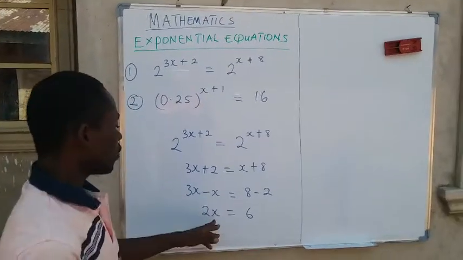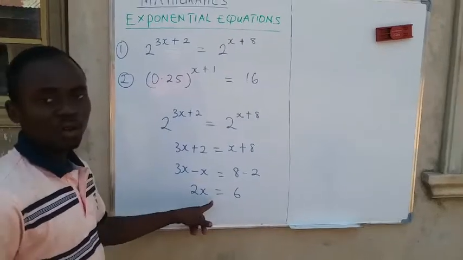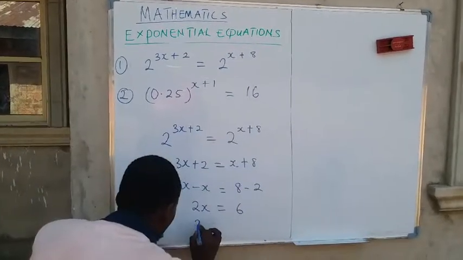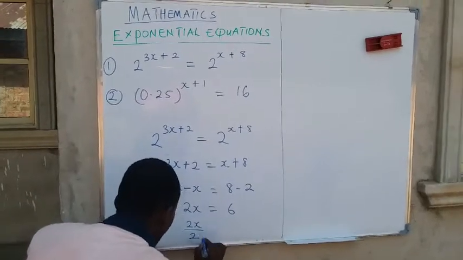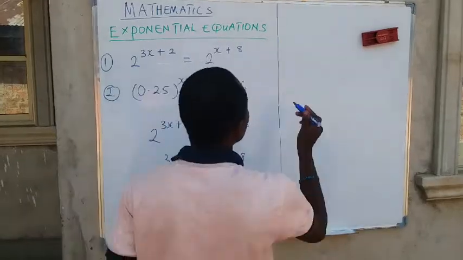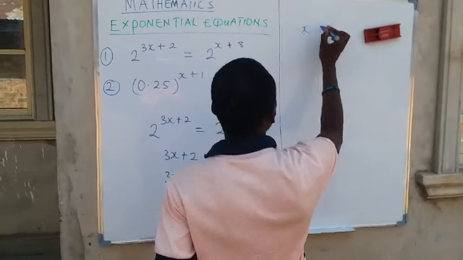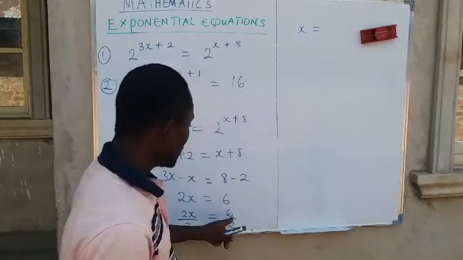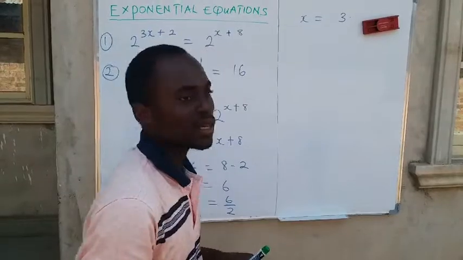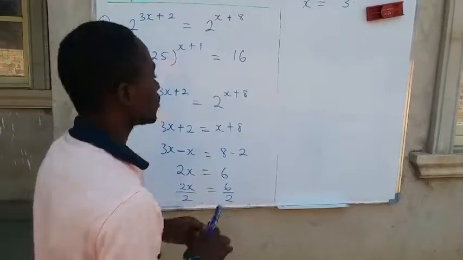Now, from here, to find the value of x, we divide both sides by 2, since 2 is the coefficient of the unknown, which is x in this case. So we are going to divide both sides by 2. We have 2x divided by 2 equal to 6 divided by 2. If we divide 2x by 2, we have x. So x is equal to 6 divided by 2, which is 3. And that is the final answer. So the value of x in the first equation is 3.